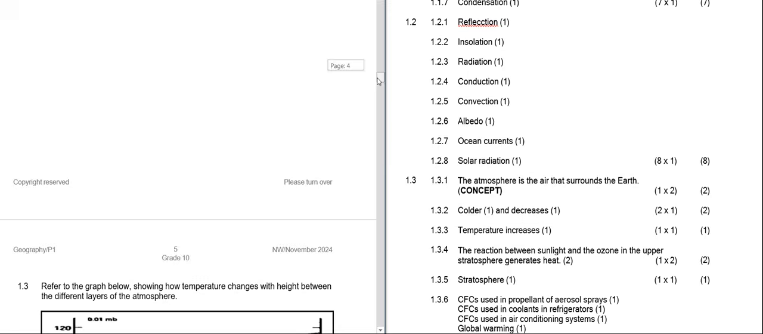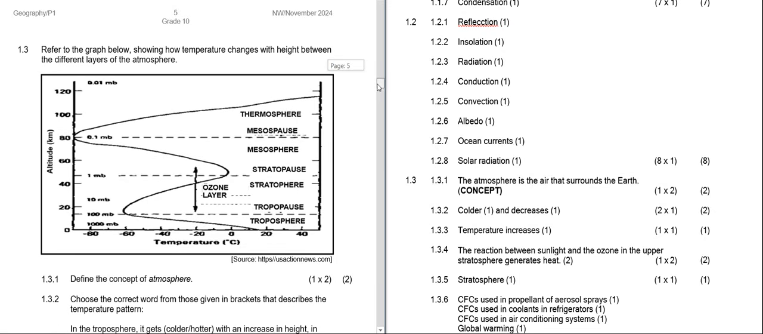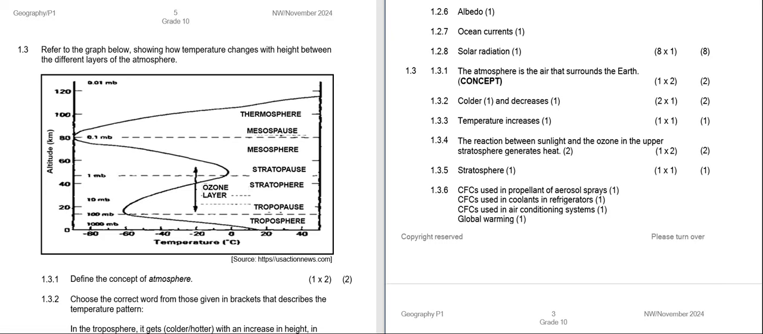So going to the next part, which is now 1.3. So 1.3 reads, refer to the graph below showing how temperature changes with height between the different layers of the atmosphere. Of course, we've got 1.3.1, define the concept atmosphere. And then 1.3.2 you have to choose the correct word from those given in brackets that describes the temperature pattern. So in terms of our responses, of course, we've got 1.3.1 on our marking guideline going down to 1.3.6.